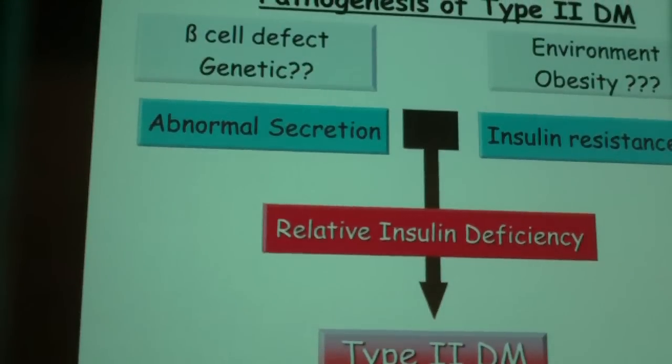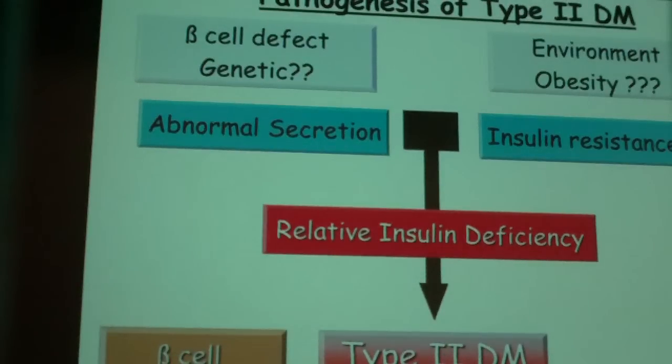In the beginning, you can treat it with oral medication. After that, you get a beta cell exhaustion, and it will need to be treated by insulin also. That is the difference. The one is relative insulin deficiency, and the other is absolute.